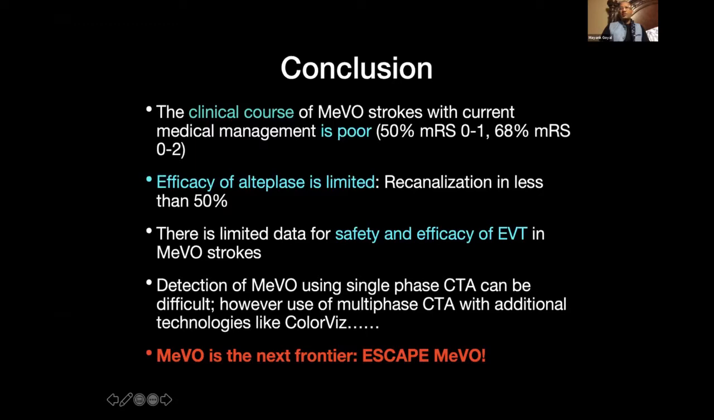Detection of MeVO is much tougher on single phase CTA. If you have CT perfusion, that's great. But if you don't, think about moving over to multi-phase CTA. If you have a GE scanner, think about using the ColorWiz software, which is great. And we do think MeVO is the next frontier. If we are able to successfully move it to level 1 evidence, we will have a substantial impact on improving the care of our patients.